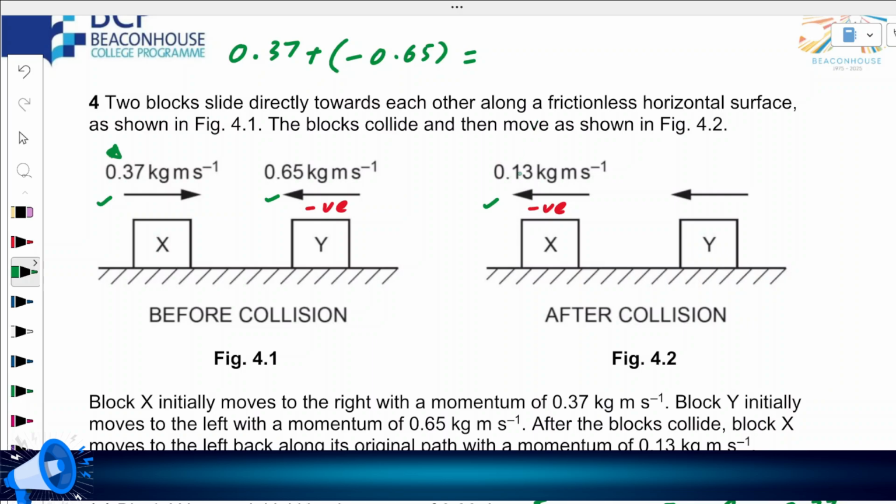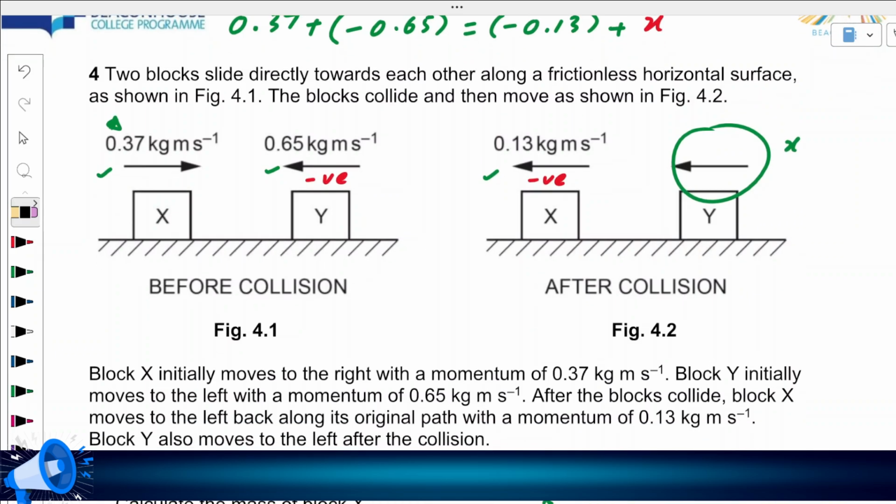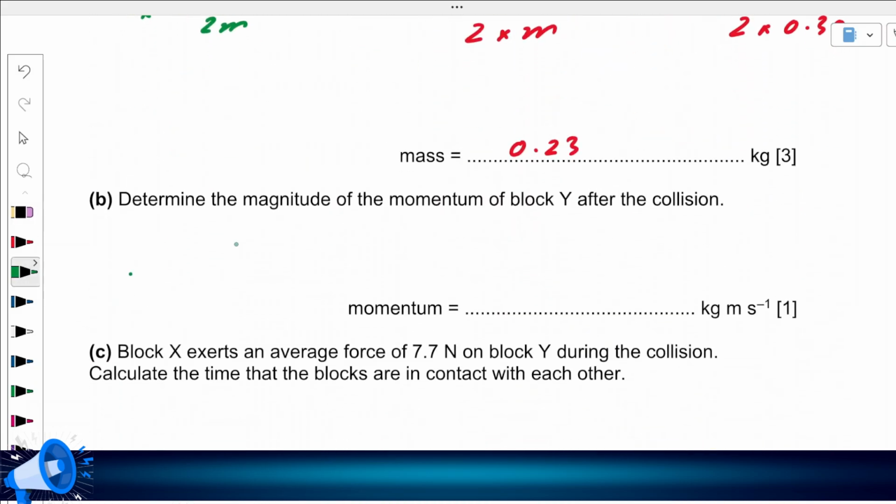So what we have is momentum of x would once again be with the negative sign because it is still to the left side, plus the momentum of y after the collision. We don't know. I'm going to write x, but what I know is it should be with the negative sign because it is to the left side, and according to my convention should be with the negative sign. So if you solve for the value of x, you'll be getting minus 0.15. But since in this one they have asked for the magnitude only, I can write it as 0.15.